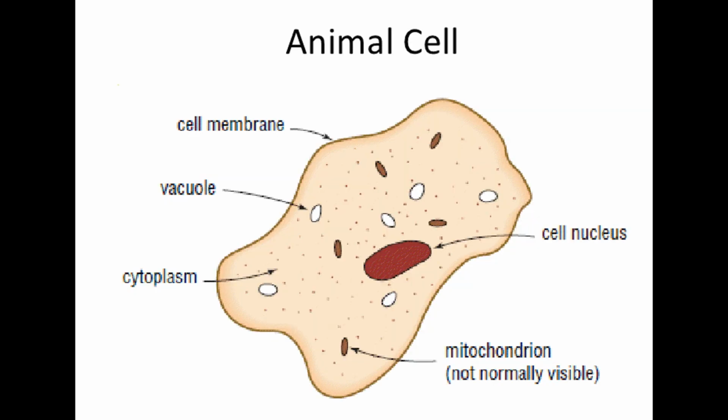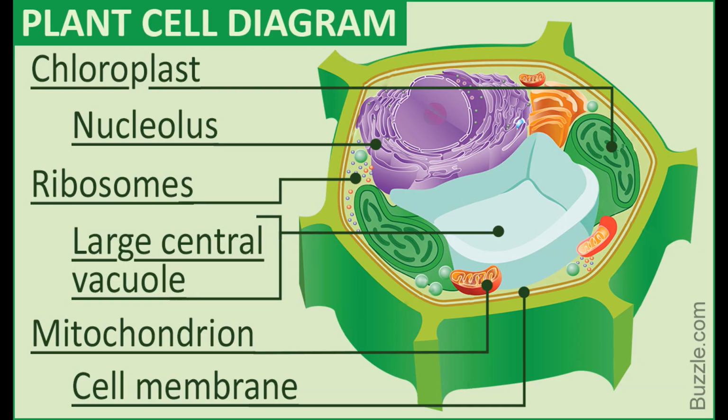Then we have animal cells. Animal cells contain cell membrane, vacuole, cytoplasm, cell nucleus, and a mitochondrion, not normally visible. So those are features of animal cells. Then we have the plant cells. Plant cells contain chloroplast, nucleus, ribosomes, large central vacuole, mitochondrion, and cell membrane.